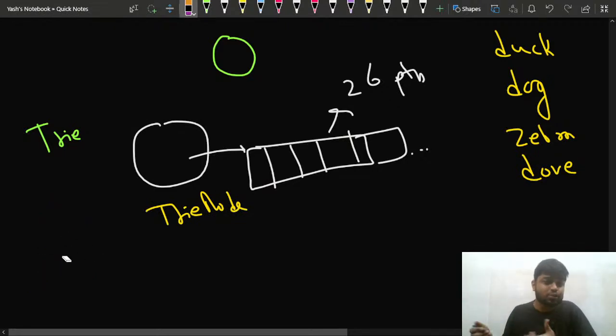If you are talking about strings, there are 26 different lowercase alphabets, right? From A to Z, there are 26 different alphabets, right?